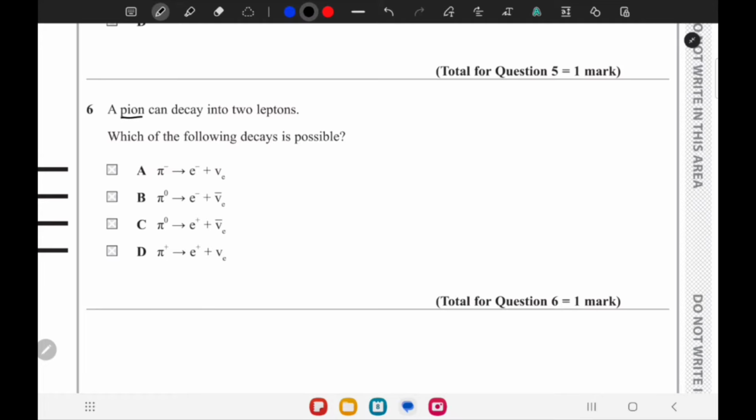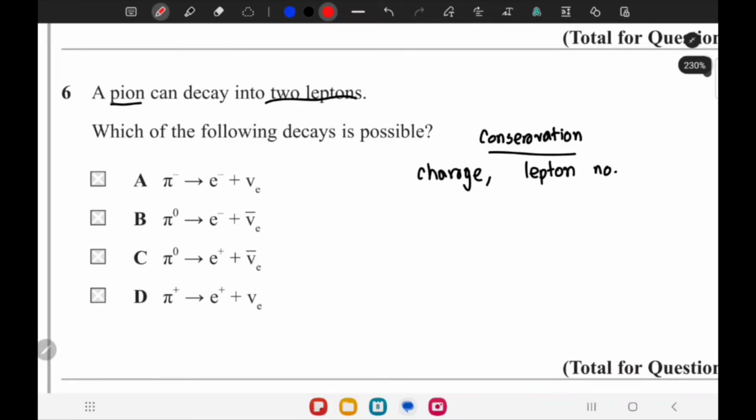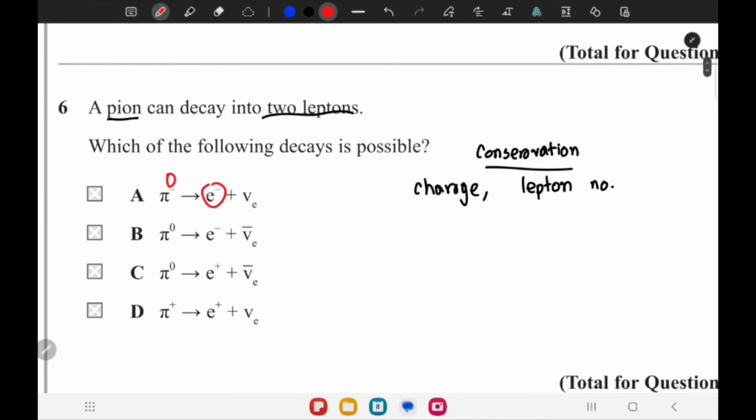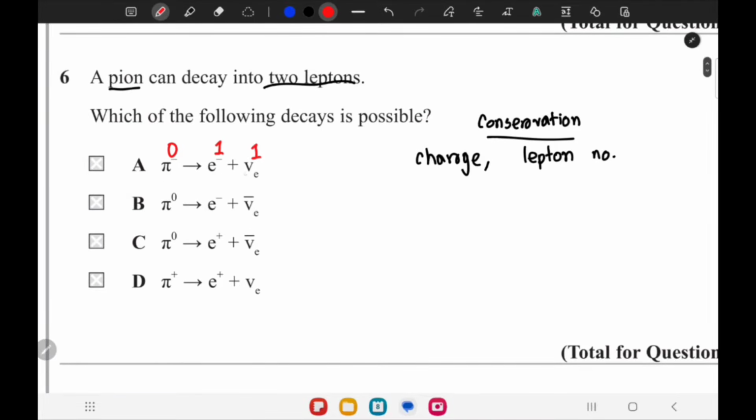Now in question 6, we are told that a pion can decay into 2 leptons. We have to mark which one of the following 4 is possible. We have to think about the conservation of charge and lepton number over here. Now for the first one, the lepton number on the left is 0. The lepton number of an electron is 1, and the lepton number of an electron neutrino is 1. So we have a lepton number of 0 on the left and 2 on the right.